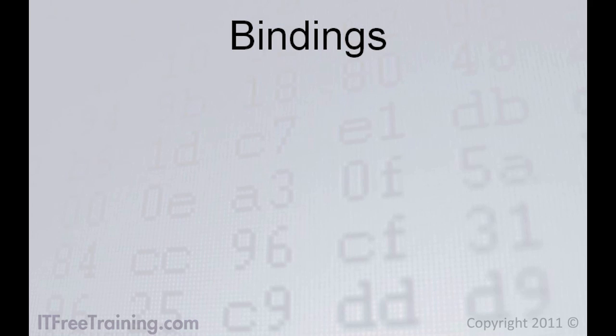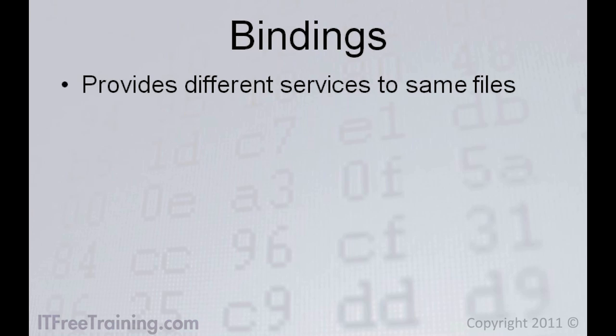With FTP 7 in Windows Server 2008, Microsoft have added the option for bindings to make FTP in IIS easy to administer. Bindings allow you to create different services for the same files.